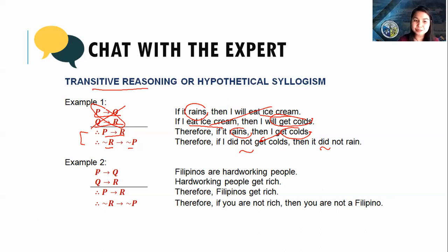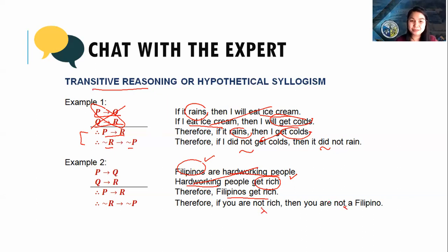The last, Filipinos are hardworking people. Hardworking people get rich. So cancel the hardworking. Therefore, Filipinos get rich. Or here's another one. If you are not rich, then you are not a Filipino.